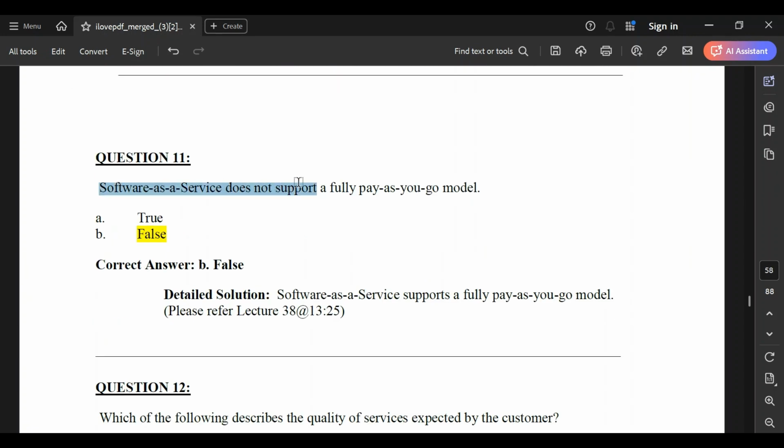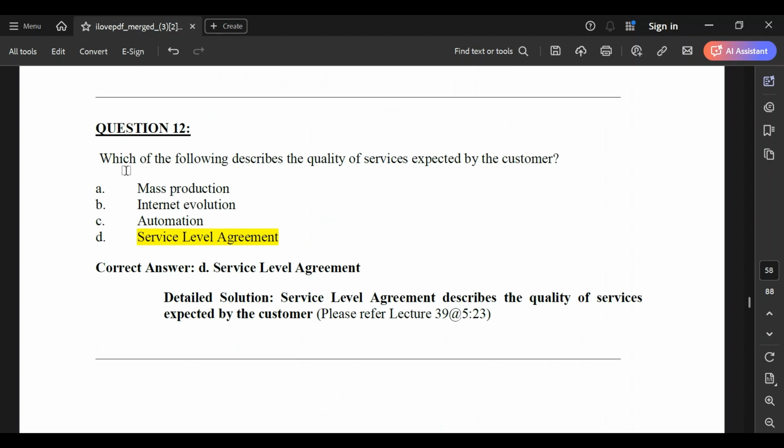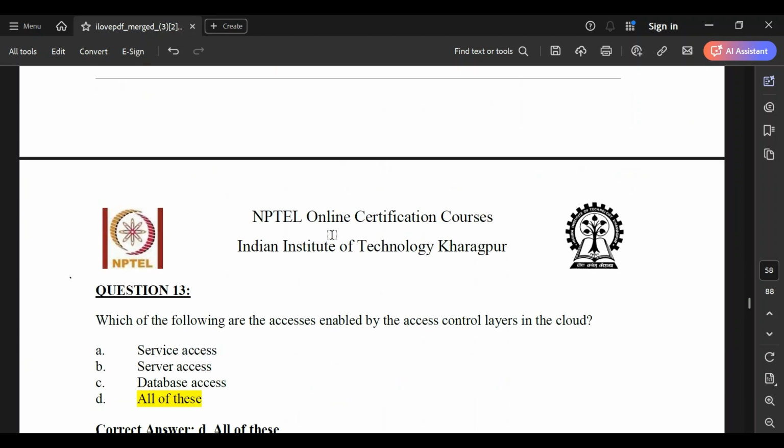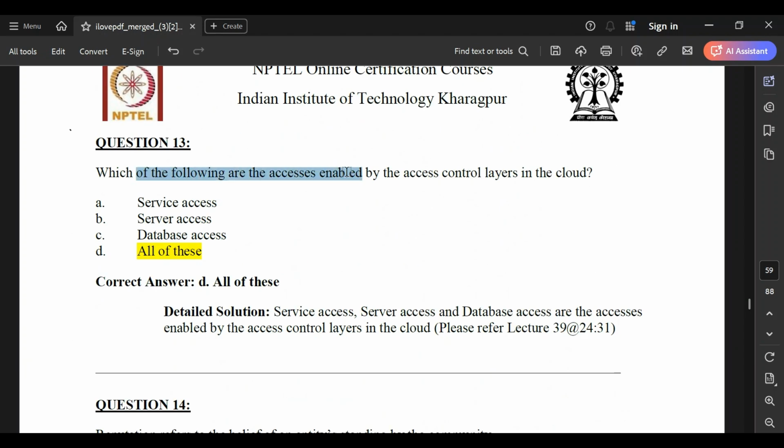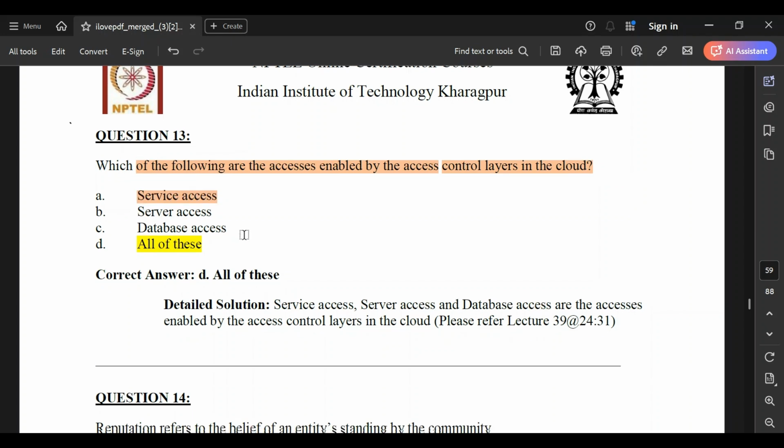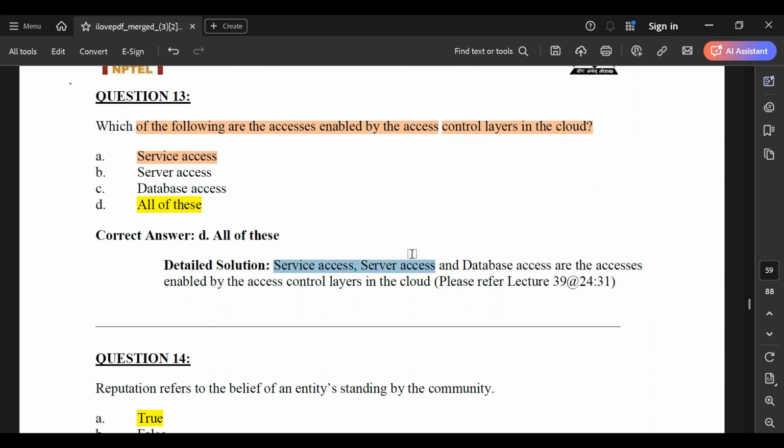Software as a service does not support a fully pay as you go model. So this is false. And which of the following describes the quality of service expected by the customer? So it is service level agreement. Moving to the next question, which of the following are the SaaS enabled by the control layer in the cloud? So you can see service, server, database are there. So all of these are there. You can have a read at this.